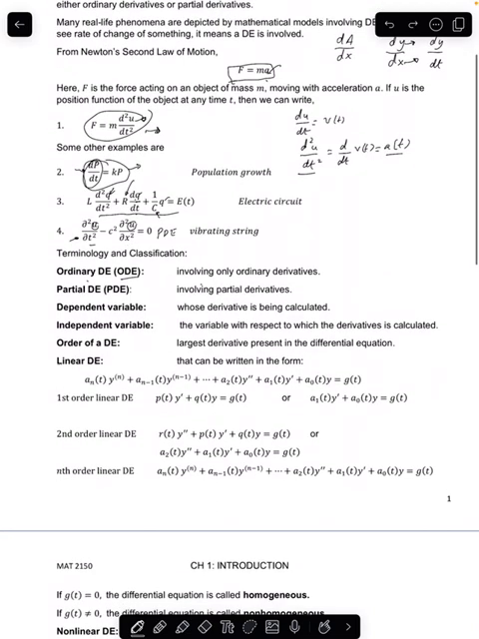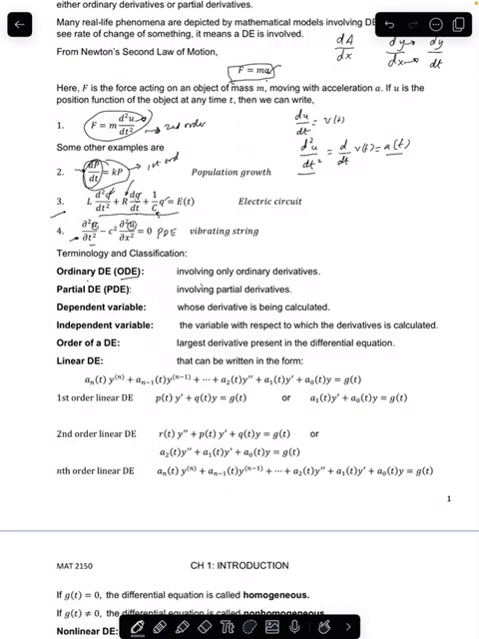It will be the largest derivative present in the differential equation. So for example, again going back, number 1 is second order. So the order of this one is second. This is a second order differential equation. Number 2 is a first order differential equation. Why? Because the derivative is the first derivative present here.